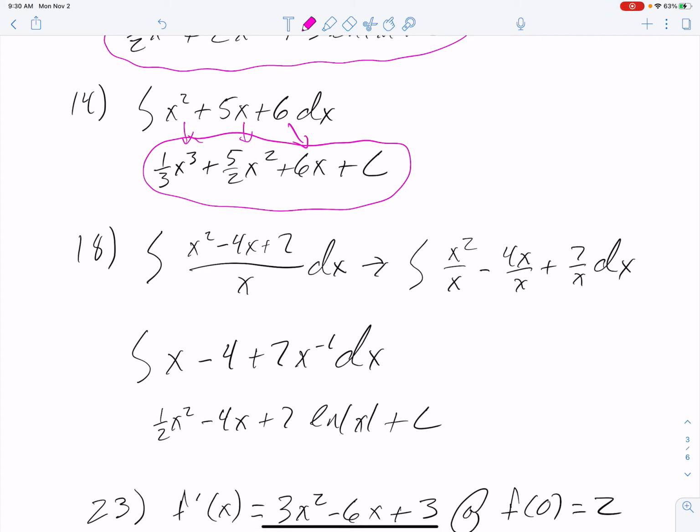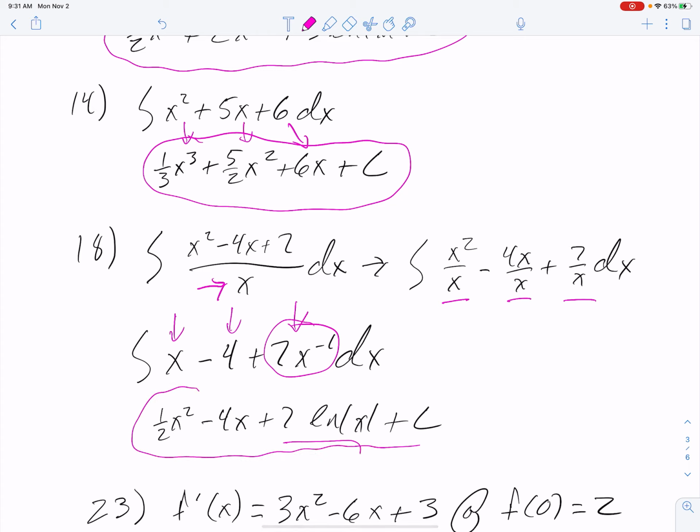18 again is one where we need to simplify before we can find our antiderivative. I know that I need to simplify because I've got a monomial in the denominator. So x squared over x gets me x. Negative 4x over x gets me negative 4. And again, the 7x to the negative first, you might already be recognizing as 7 natural log of the absolute value of x. So if you didn't write it in this form, that's okay. And so I add 1 to my exponents, divide by my new exponent, and of course, don't forget about plus c.